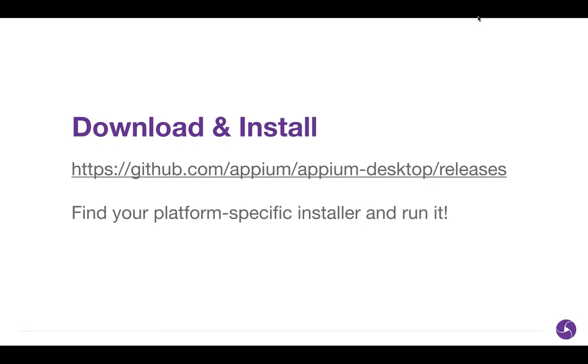And then you simply find the attached file for your platform, whether that's the DMG for Mac or the exe for Windows. We also have an app image binary for Ubuntu, which some people have been using very successfully. So that's pretty awesome.